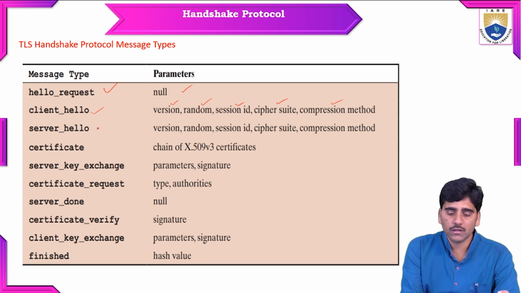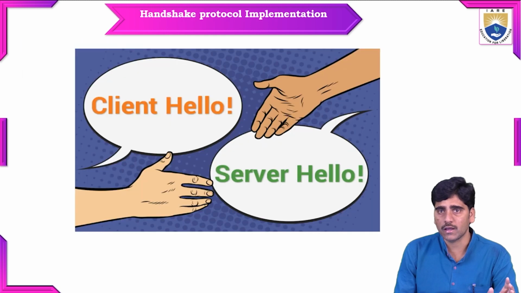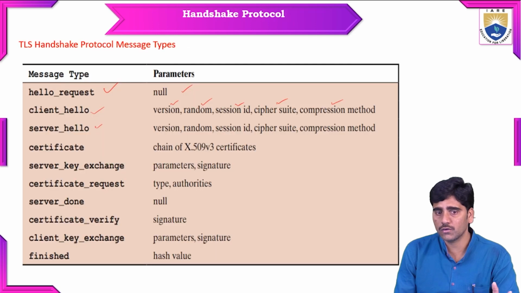And the next one is server hello. Once the client hello is requested by the client, the server gives the response with the server hello, as we saw in the previous slide. If the client gives a hello request, then the server also gives hello. It also has the parameters: version, random, session ID, cipher suite, compression methods.